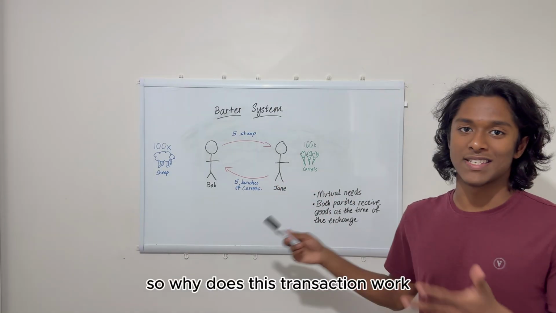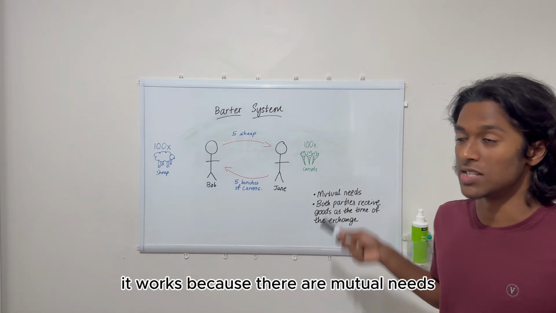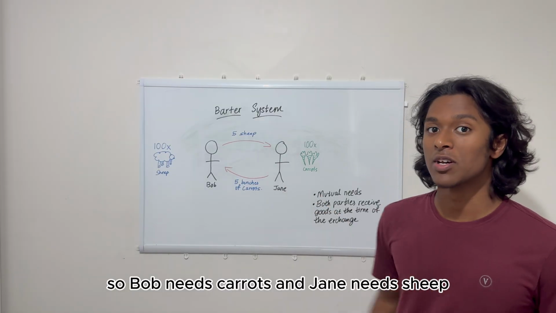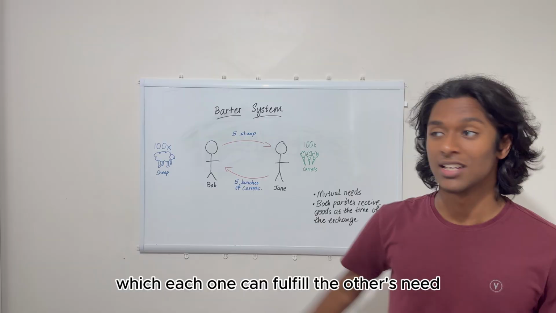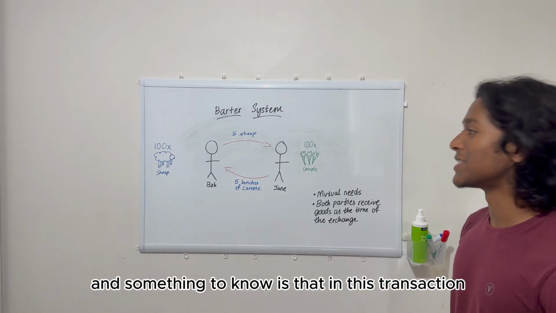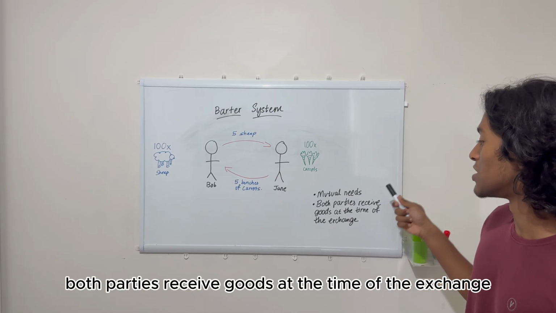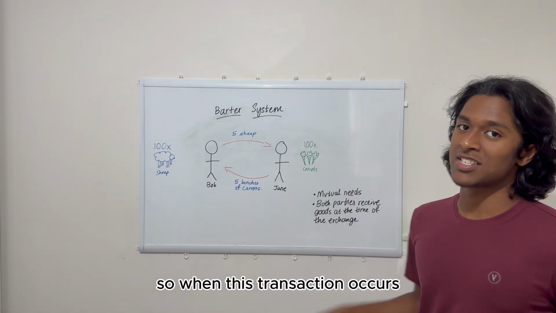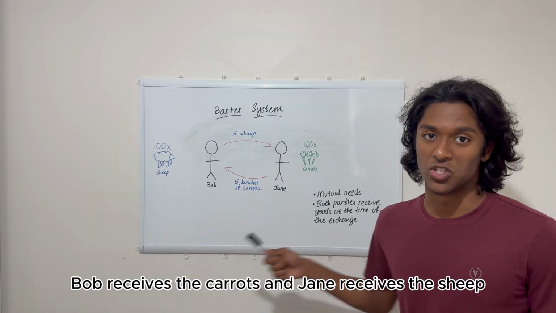So why does this transaction work? It works because there are mutual needs. Bob needs carrots and Jane needs sheep, so they both have a need which each one can fulfill for the other. That's the only reason this transaction works. Something to note is that in this transaction, both parties receive goods at the time of the exchange. When it occurs, Bob receives the carrots and Jane receives the sheep.